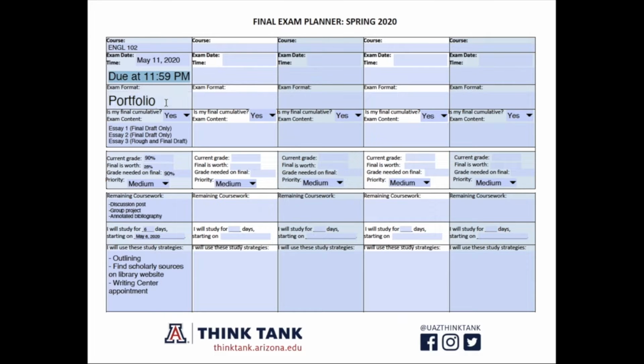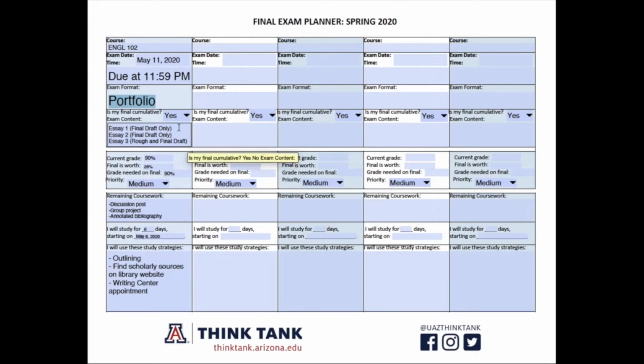In the next box, you can make note of the exam format. In this case, for English 102, the student has a portfolio due. Now, making note of the format is important because when you get to the end in that final box, that'll really help you decide which kind of strategies and methods you want to use to prepare.